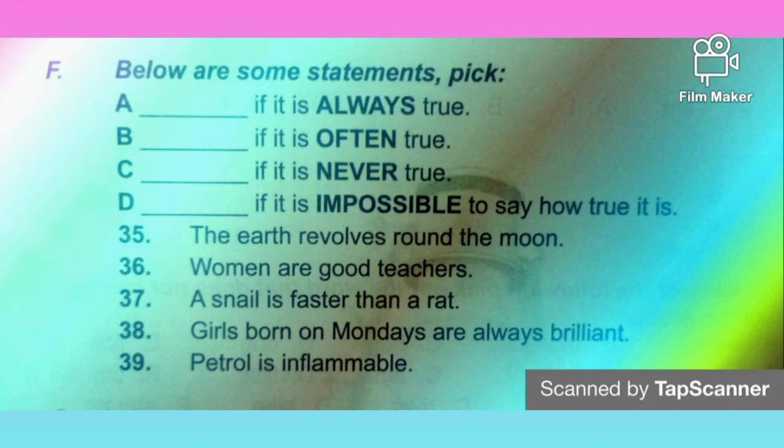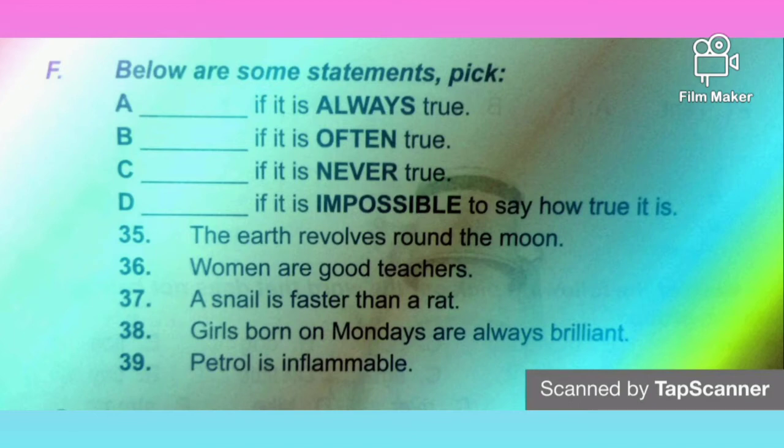Okay, so we have 36. Women are good teachers. Is it always true, or is it often true? Well, if we say it is always true, then we are being biased, because we know that there are still some women that are not good teachers. So we'll go with the option that says it is often true. You understand? Because while it is sometimes true, it's not always true. So the answer is it is often true, which is option B.